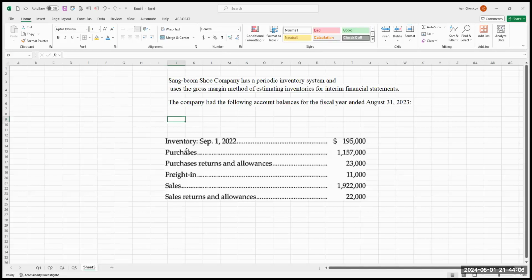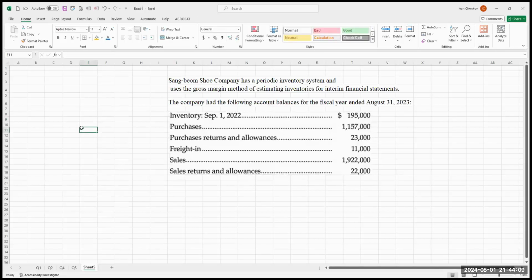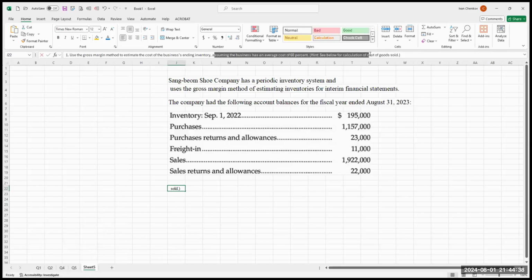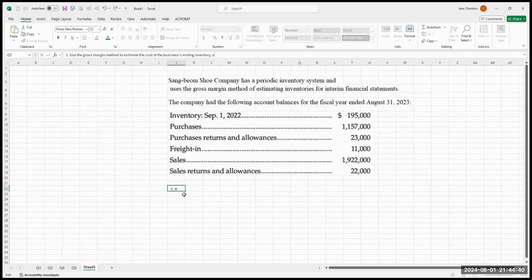Okay. So at this point, what we have to do is calculate the ending inventory using the gross margin method, knowing that the cost of goods sold is 60%, average of the 60%. That is what we need to use. Using the gross margin, assuming that the business average cost is 60%.